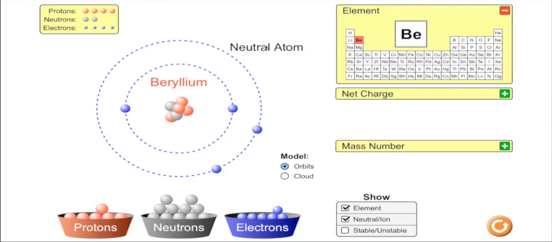Please bear in mind the number of protons is the atomic number of an element, and the combination of the number of protons and neutrons gives us the mass number, and we need to balance them and make them 4 as it is. Then we will be having a complete beryllium neutral atom.